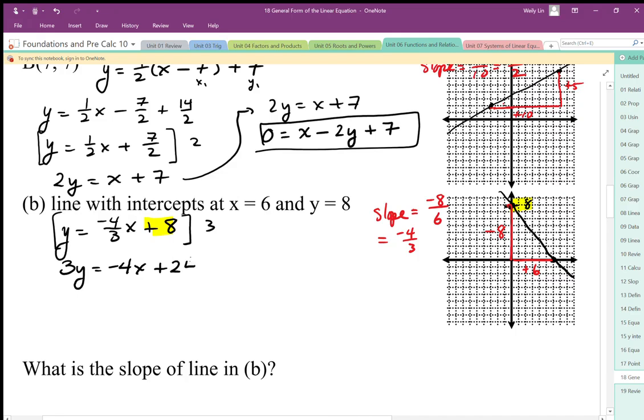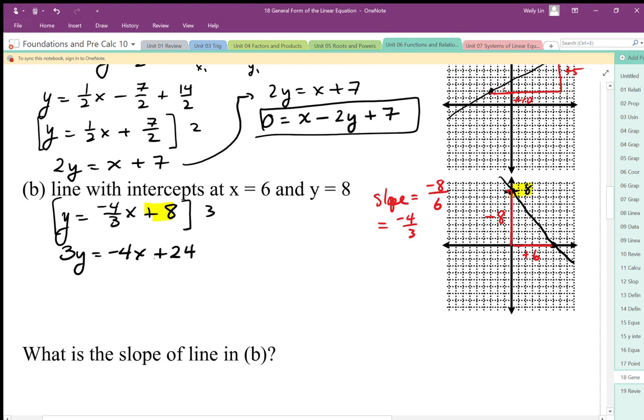Make sure we multiply out every term. I want to make it equal to 0. So since my x is negative on this side, I'm going to add it to the other side. So I end up with 4x plus 3y. I'm going to subtract 24 from both sides. And I end up with 0 on the right hand side. So there's my general form.